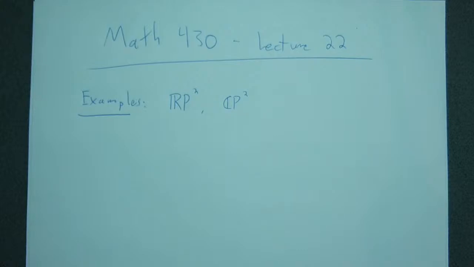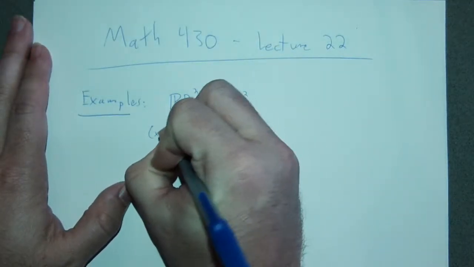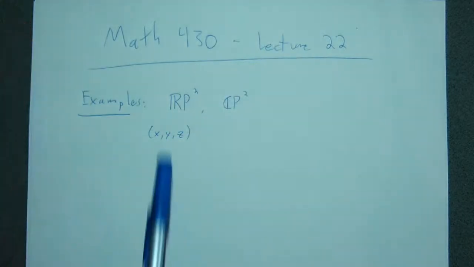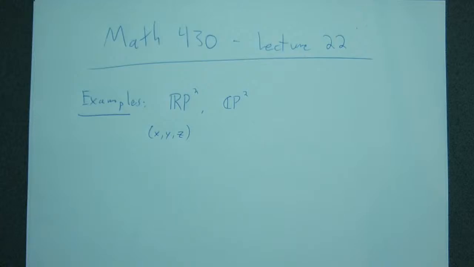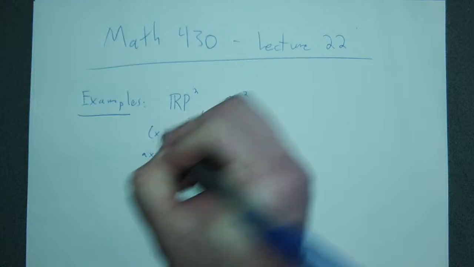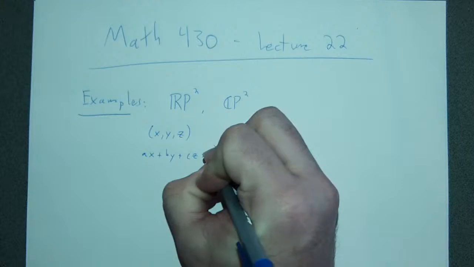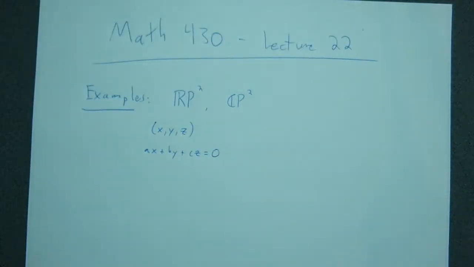And we did this by noting the following. So, I mean, what is RP2, right? Using homogeneous coordinates, a point in RP2 is given by this triple of points. Of course, any scalar multiple of this triple works just as well. These are homogeneous coordinates. And this gives rise to linear equations. These are lines through the origin in R3.